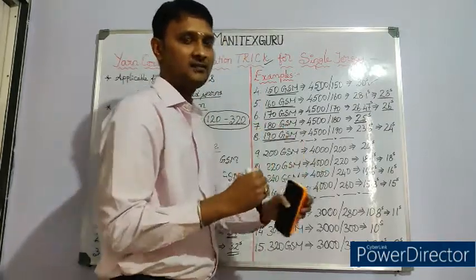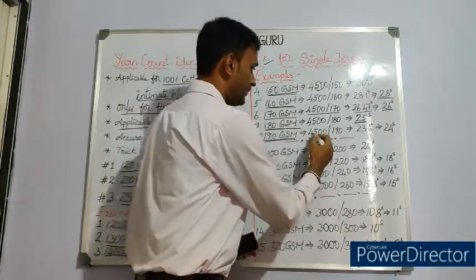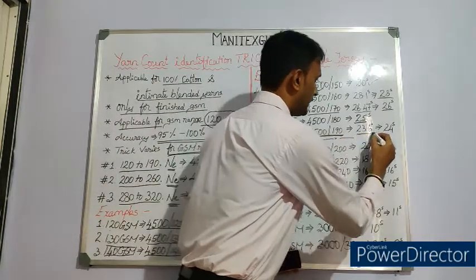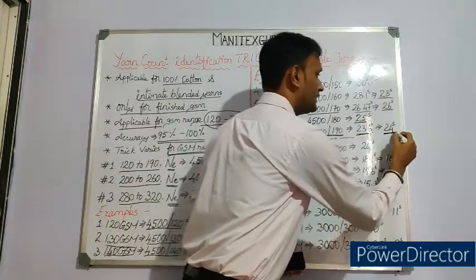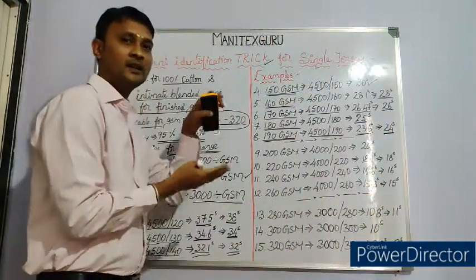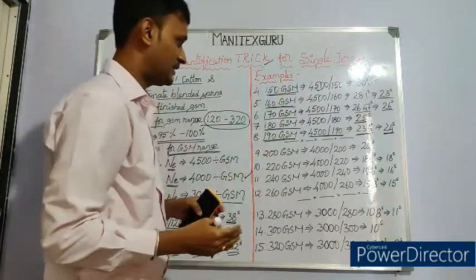For the first trick range, light to medium weight, the last GSM is 190. 4500 divided by 190 will get 23.6. Either 23 or 24 count is the ideal count to achieve 190 GSM finished. So the first GSM range, lightweight to medium weight, is finished now.